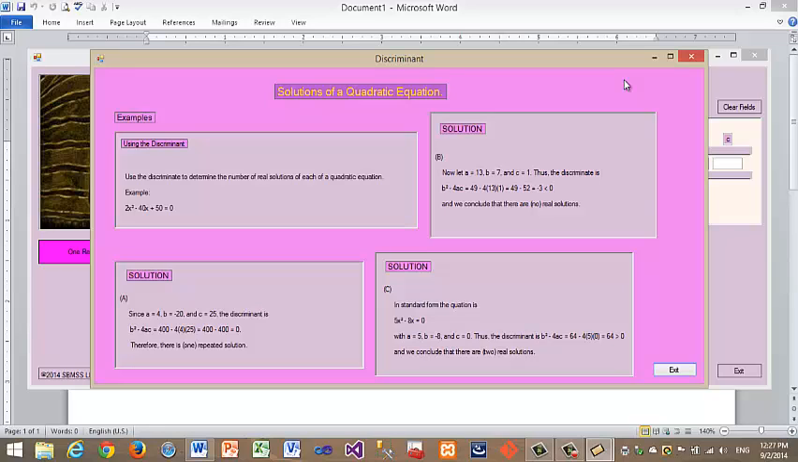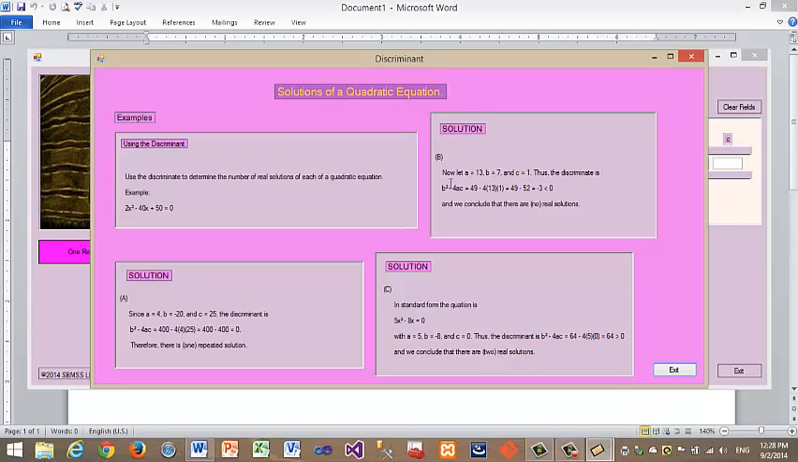Example: 4x squared minus 20x plus 25 equals 0. Using the discriminant, solution, item A. Since a is equal to 4, b is equal to minus 20, and c is equal to 25, the discriminant is b squared minus 4ac, which equals 400 minus 4 times 4 times 25, which is equal to 400 minus 400, which is equal to 0. The discriminant is 0. Therefore, there's one repeated solution.